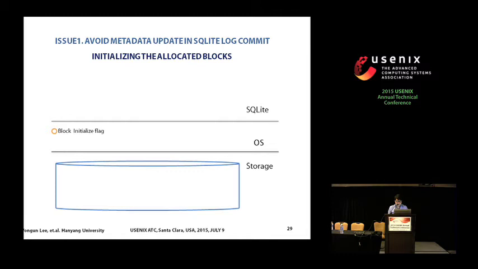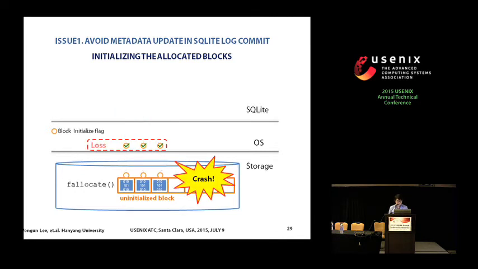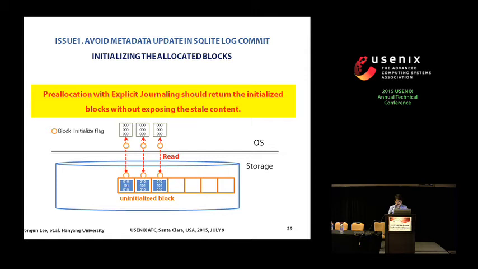Using fallocate causes another problem. When we call fallocate, it returns uninitialized blocks to protect stale contents that remain on sectors of the flash storage. When SQLite writes a block for the first time, the initialized flag is set. But when the system crashes before calling fsync, the OS loses the initialized flag state, and any attempts to read allocated blocks will return all zeros. So pre-allocation should return initialized blocks without exposing stale contents.